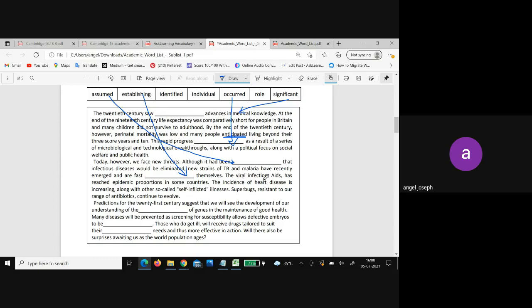So let's go ahead. The viral infection AIDS has reached epidemic proportions. What is epidemic? Now everyone knows what is epidemic. Epidemic, pandemic, infection. Infectious diseases. No, epidemic. How is it different from pandemic? Can you differentiate like that? Okay. Epidemic, pandemic. Let me help you here.